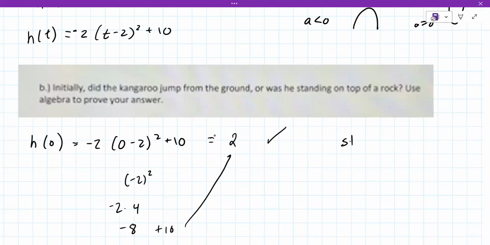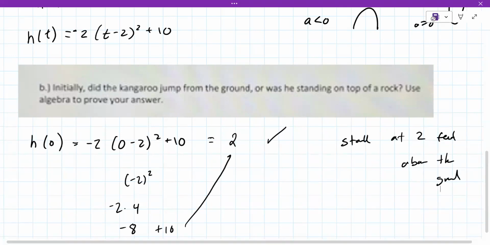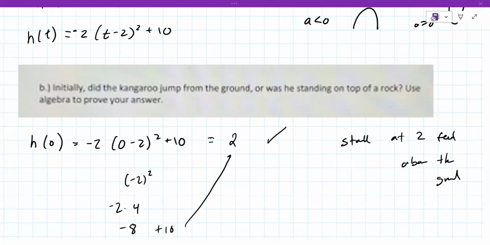So that means the kangaroo, I guess we don't know whether it's a male or female, started at 2, and the units look like feet, so 2 feet above the ground, which, okay, that's reasonable. I mean, it's not like he's starting 20 feet above the ground and jumping, although maybe kangaroos do that. I don't know.